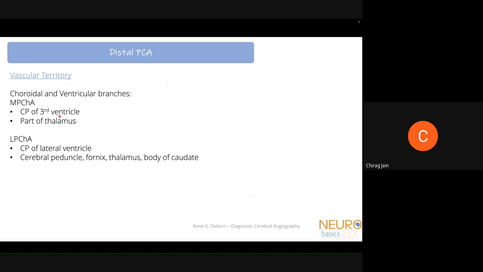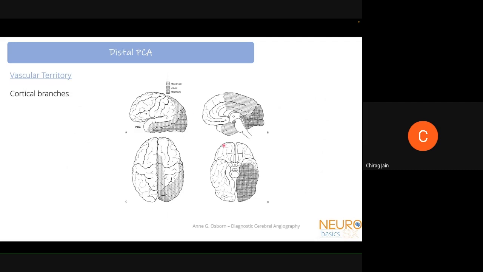As we know, there are also choroidal and ventricular branches, predominantly the medial and lateral posterior choroidal arteries, which supply the choroid plexus of the third and lateral ventricle respectively. There are also cortical branches, and we can see the supply over here. The predominant supply is the posterior part of the medial hemisphere surface, which is not being supplied by the ACA. The other predominant structure being supplied is the temporal lobe. So a majority of the temporal lobe can be supplied by the PCA itself. The occipital lobe more or less is supplied by the PCA. And the medial surface of the hemisphere can also be supplied by the PCA up till almost the anterior 1/3.